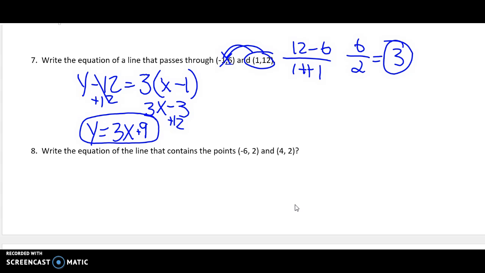Number 8, you do get a 0 slope here. 0 is just a normal slope. Go through everything like normal. Don't think that everything's different because you got a 0 slope.